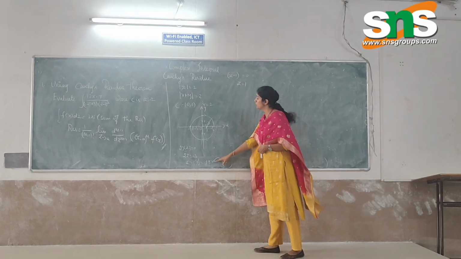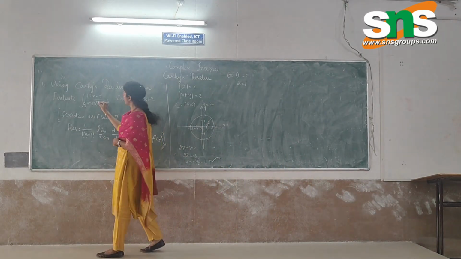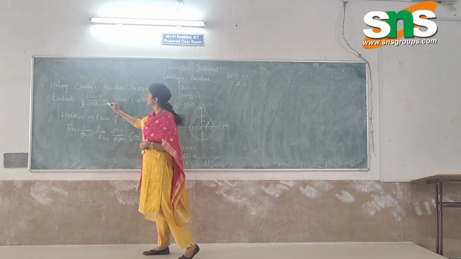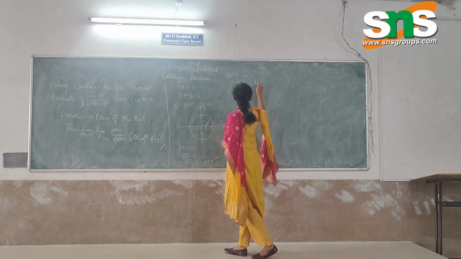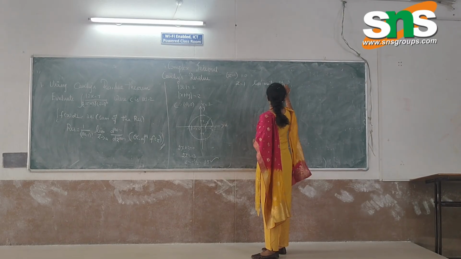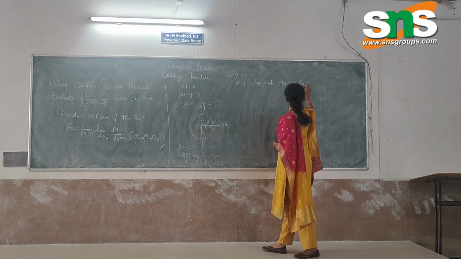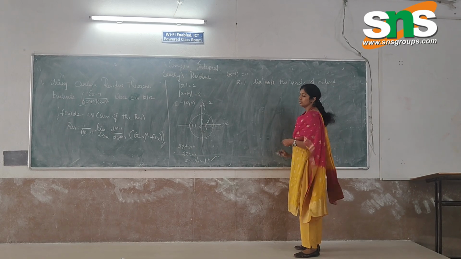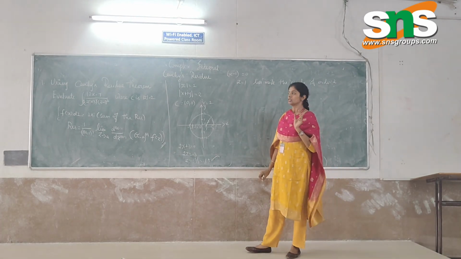But this is a simple pole. Simple pole means if you have power 1, that is a simple pole. But here we have order 2. So we have to write that it lies inside the circle of order 2. So totally we have to find two residues.